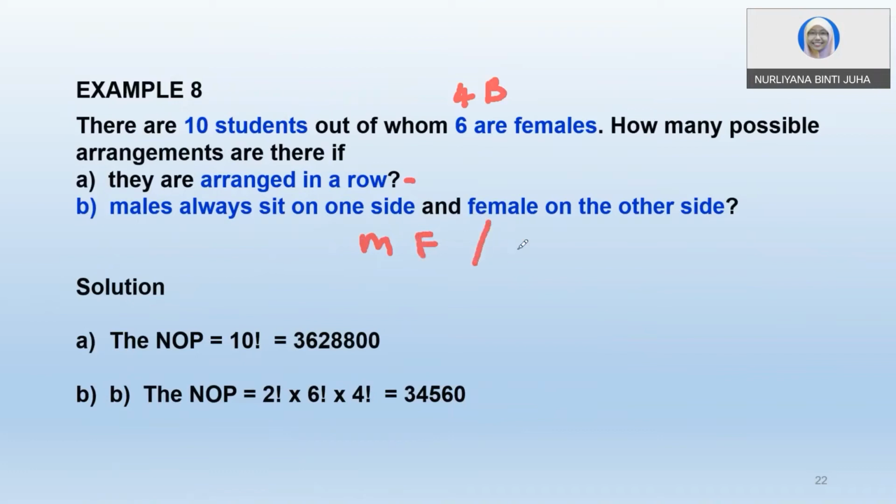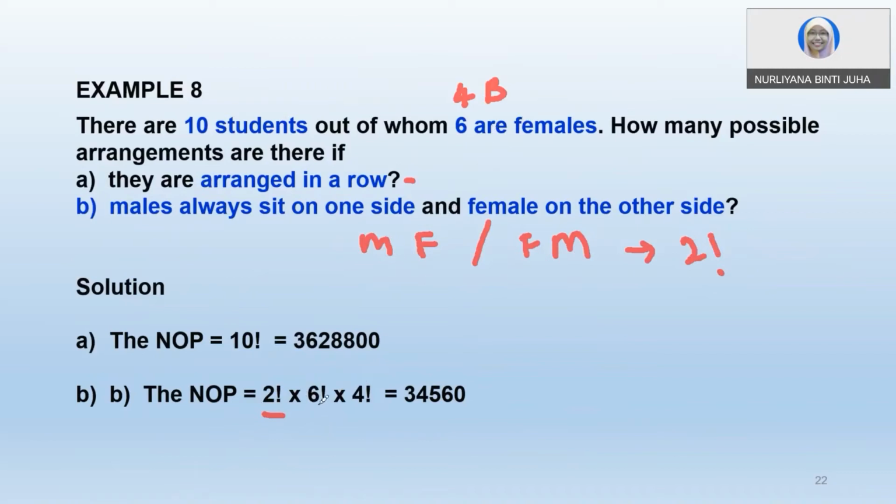Or we can write it down as female sebelah kiri, male sebelah kanan. So this is 2 factorial. We have 2 factorial over here. Okay, that's why you have 2 factorial. Sebab di antara kedudukan male dengan female tu, you boleh susun dua cara. Sama ada macam ni, macam ni. Okay, 2 factorial. And 6 factorial comes from the female.